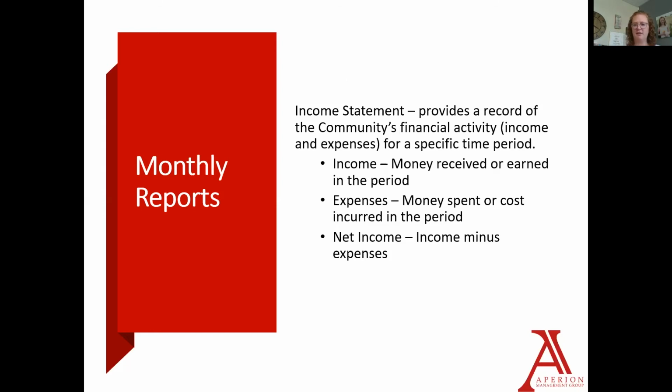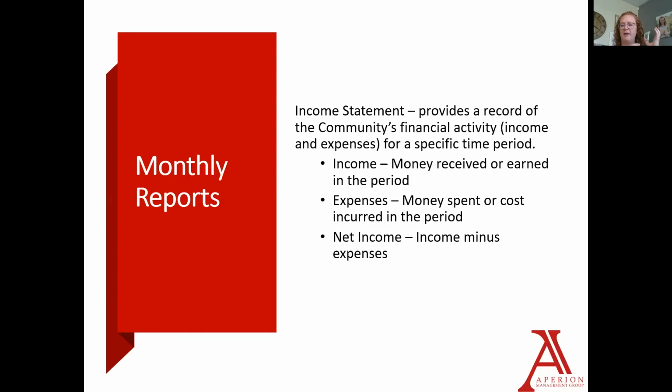Your income statement is going to provide you with a record of everything that happened in that month. You're also going to see things like a budget comparison. So you're going to see your monthly transactions for that period compared to where you are year to date. Your income statement and your budget comparison report are probably the two reports that as board members you're going to pay the closest attention to.